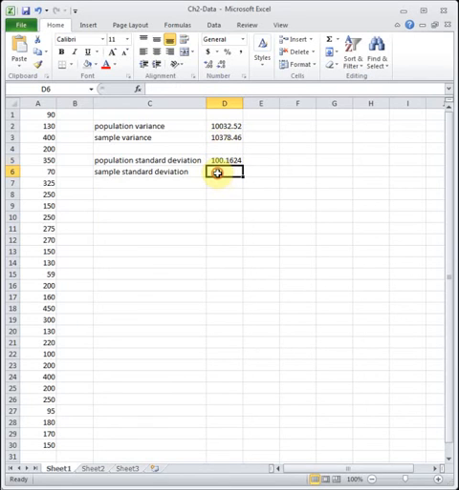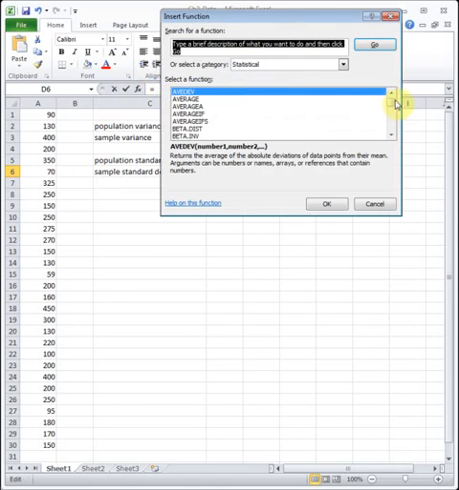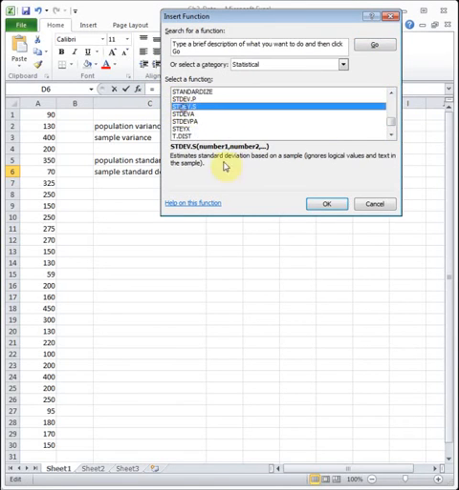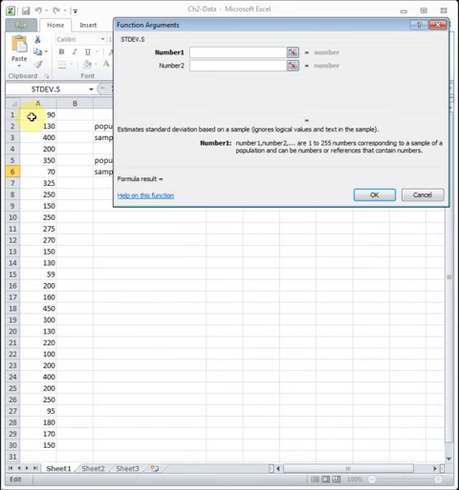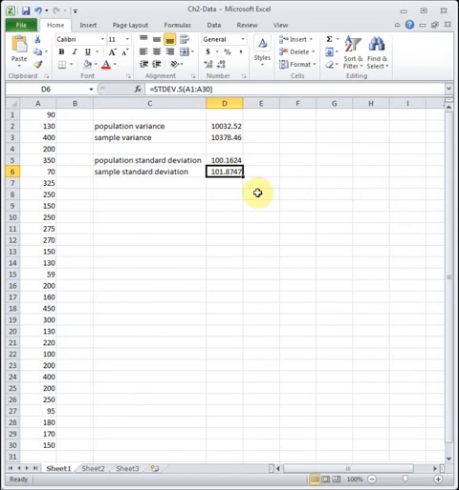Then to do the sample standard deviation, again, we go up to Function Wizard, go down to the S's, and this time we want stdev.s to get the standard deviation based on a sample. Highlight everything and click OK. In this video, we're looking at the data pretending it's a population and pretending it's a sample. In a problem, it'll tell you whether it's a population or a sample, so you only have to do one, but I wanted to show you all of these functions.